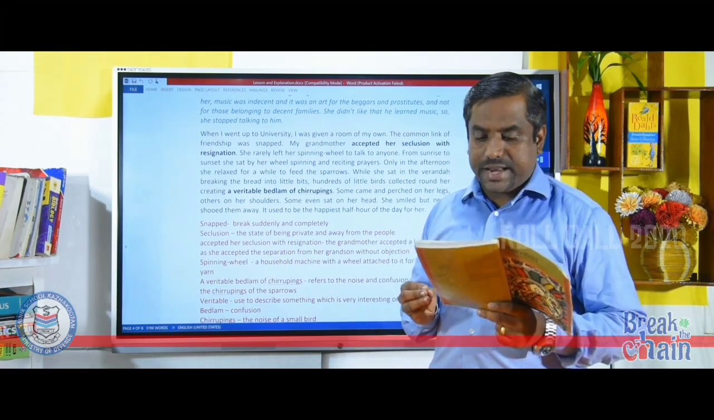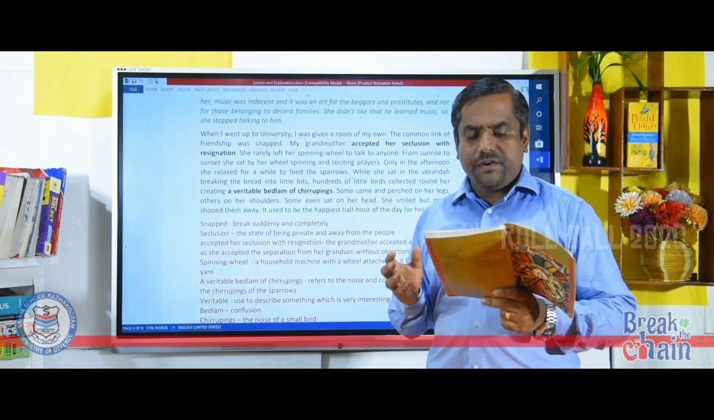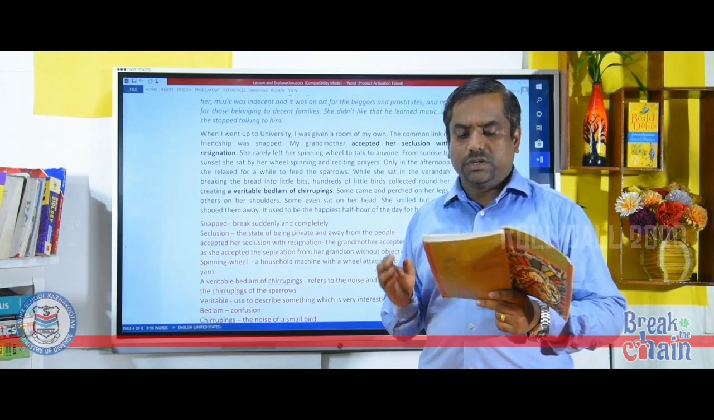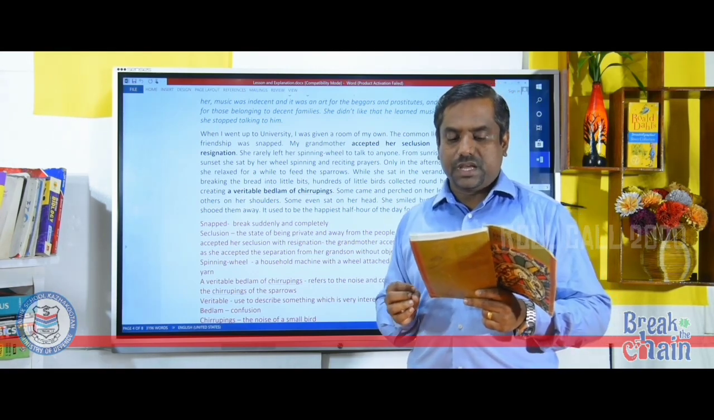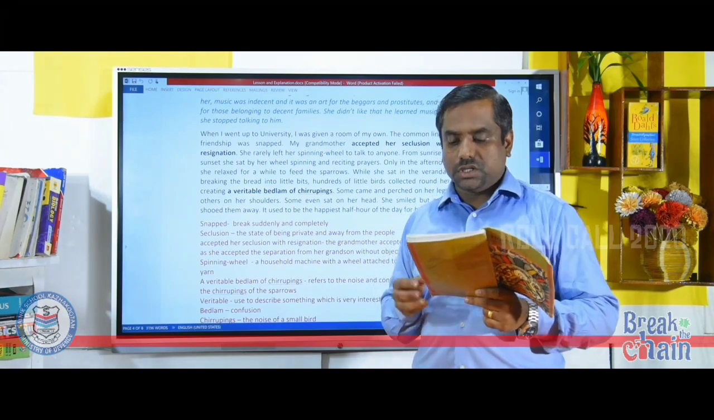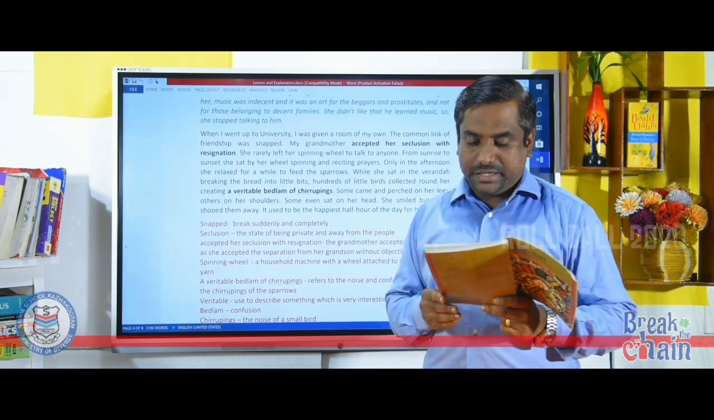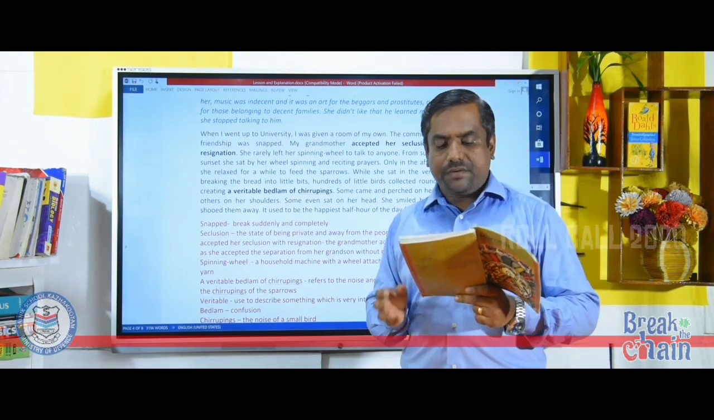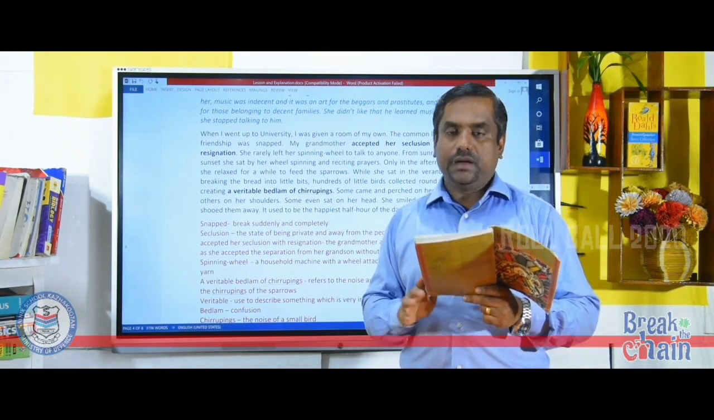While she sat in the veranda, breaking the bread into little bits, hundreds of little birds collected around her, creating a veritable bedlam of chirpings. Some came and perched on her legs, others on her shoulders, some even sat on her head. She smiled, but never shooed them away. It used to be the happiest hour of the day for her.